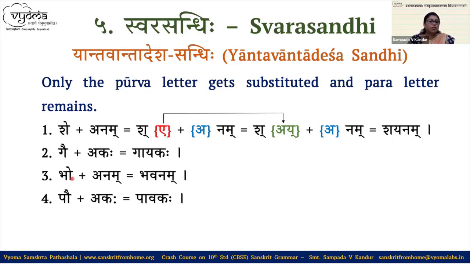Now here O. When it is O it changes to Av, and Au changes to Av. So Bha plus O. O is replaced with Av. Bha plus Av is Bha plus A is Bha and half Va as it is. And V plus A is Va. So it goes as Bhavanam. So when Bhavanam is given and they ask you to split the Sandhi, that time, because of the presence of Va, you have to observe the earlier letter.